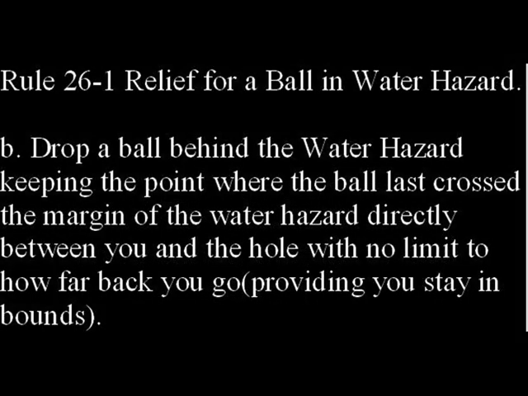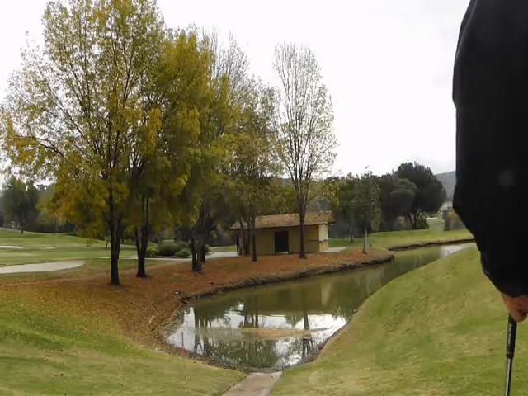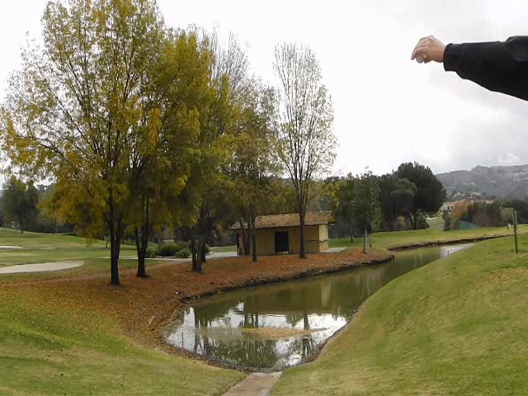Option B, I can drop a ball behind the water hazard, keeping the point which the ball last crossed the margin of the hazard directly between myself and the hole. In this option, you're almost always going to be going back over the hazard. In this particular situation, it's on the tee of 5 east.